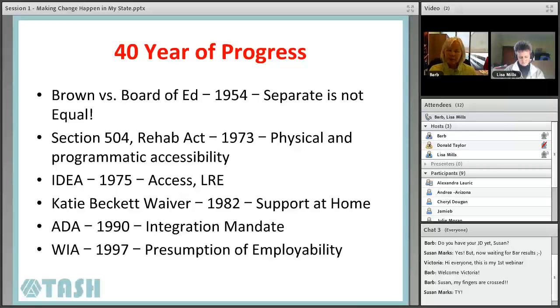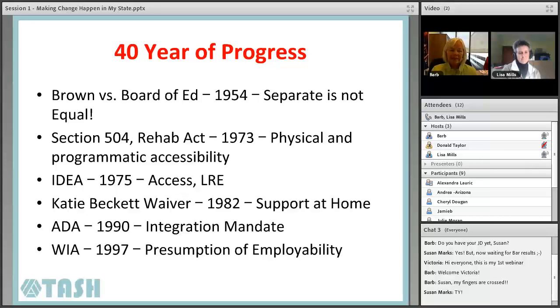We come from this history of oppression, but we've made so much progress in the last 40 years since TASH has been around. I did want to mention two things that are outside of our history. One is Brown versus Board of Education. This is actually a Supreme Court decision that most of us know about, which first stated that separate is not equal. And that was for children of color, but it also has a lot of ramifications for children that are disenfranchised for any reason. Then Section 504 of the Rehab Act was the first act that said that physical and programmatic accessibility is expected if you're using federal funds.